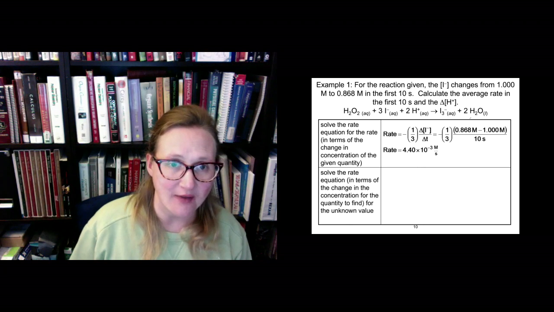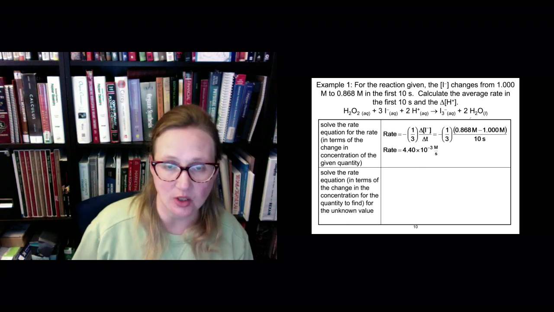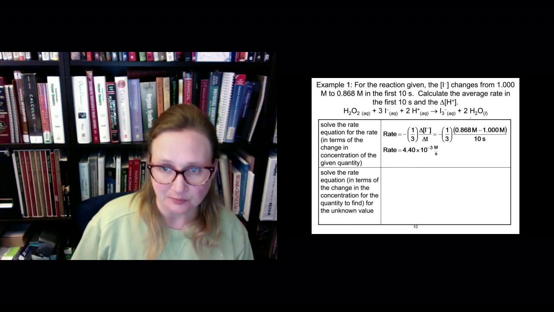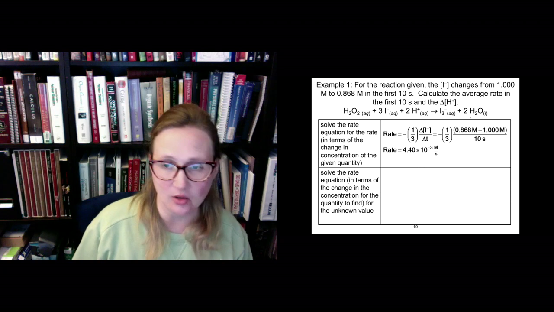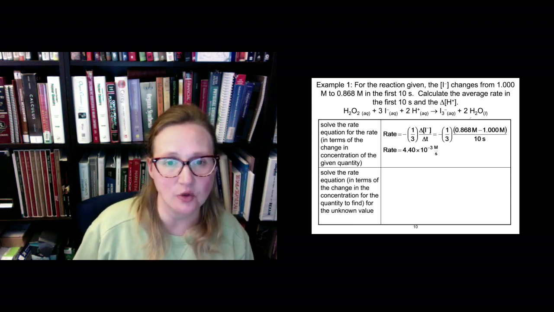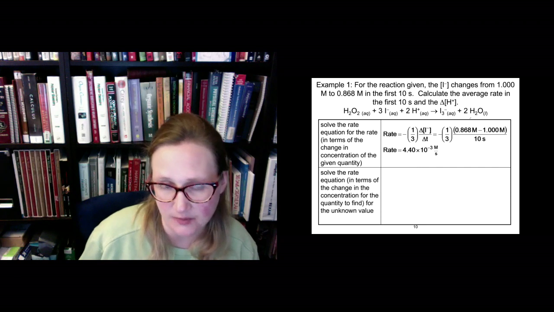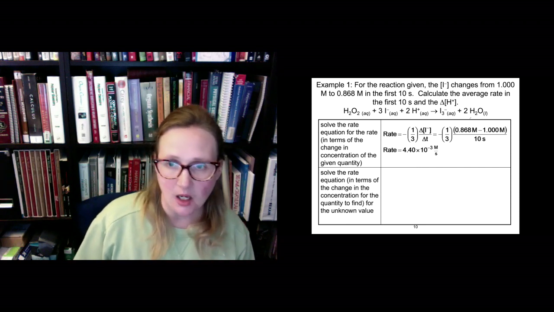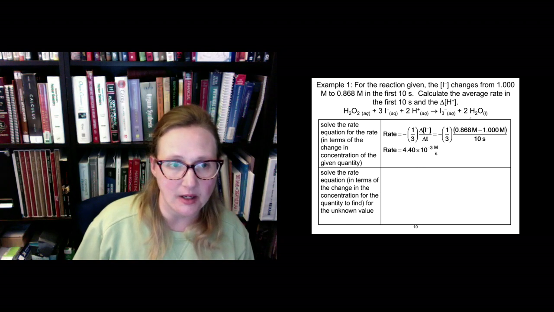So remember, we have to incorporate the stoichiometric coefficient. So the rate is equal to minus 1/3 delta I over delta T. So the delta I is 0.868 minus 1, final minus initial, and divided by 10 seconds. So we get a rate here of 4.4 times 10 to the minus 3.